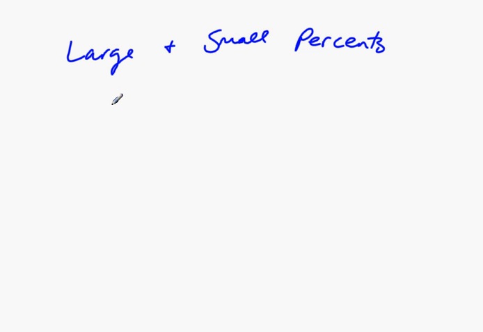This lesson today is about large and small percents. And we're talking about numbers that are above 100% and below, let's say, 1%. We're talking very small and very large numbers. To convert a percent to a fraction or a mixed number, we still go about the same procedure as converting a percent to a decimal.